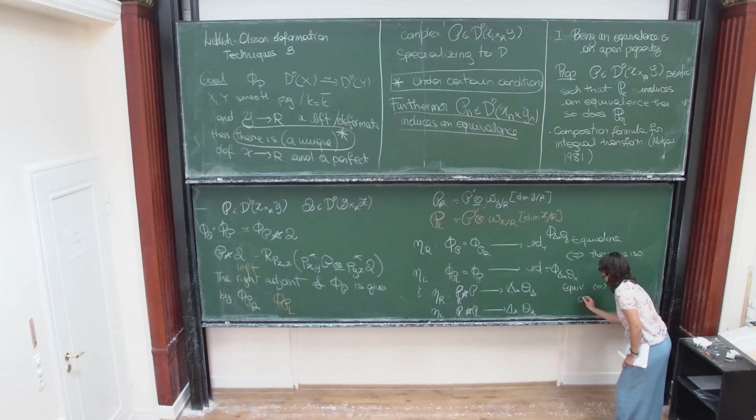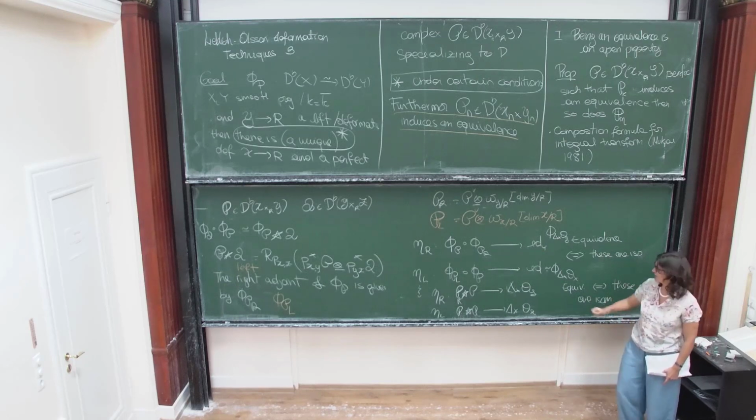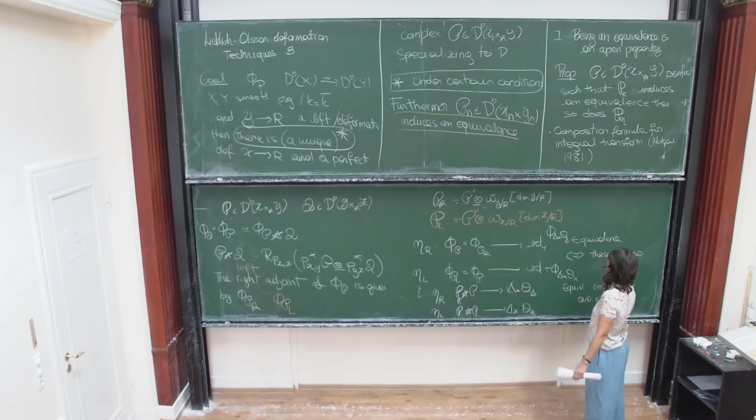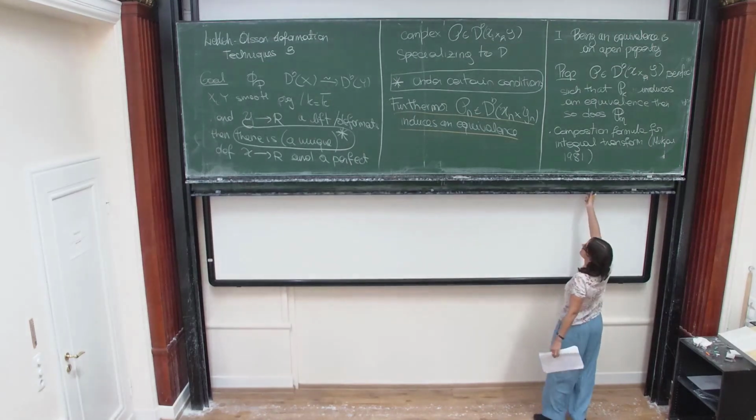these are isomorphisms. But being an isomorphism is an open property. So if these are isomorphisms on the closed fiber, then they are isomorphisms in general.